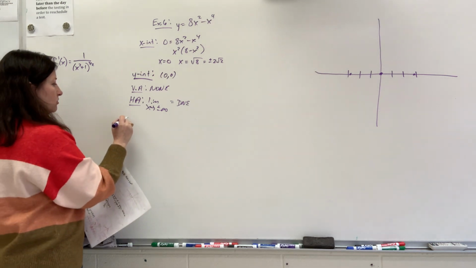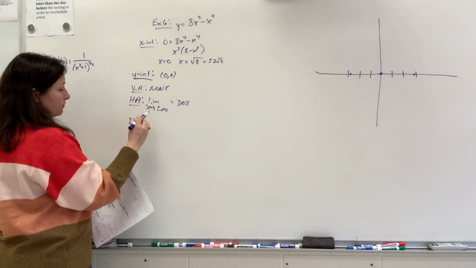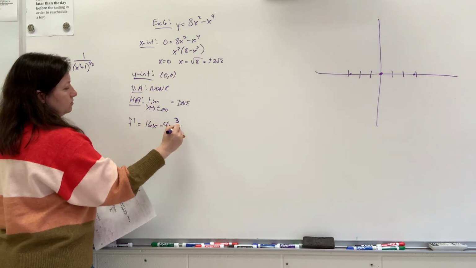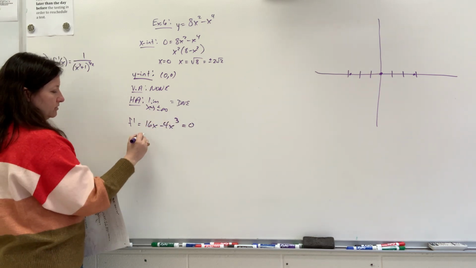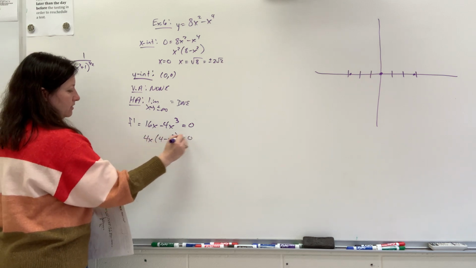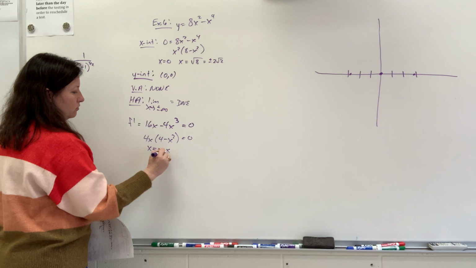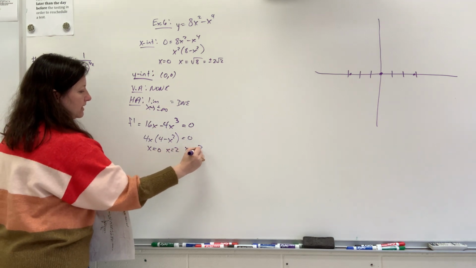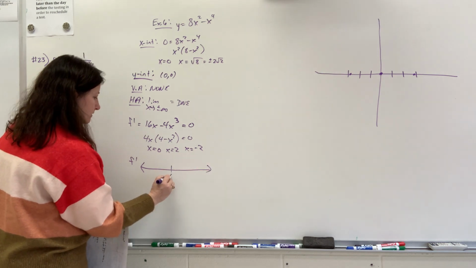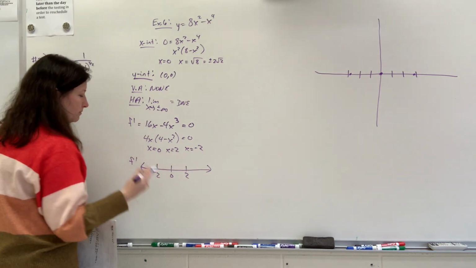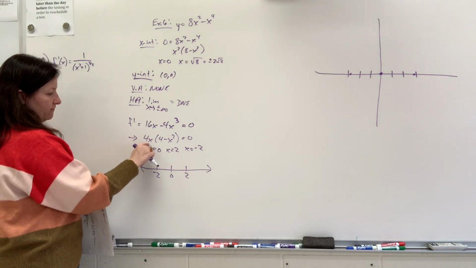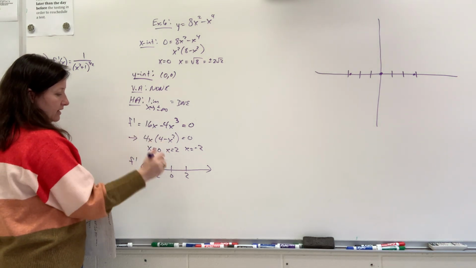So let's move on to the first derivative. The first derivative is 16x minus 4x cubed. Find my critical numbers, pull out a 4x. We get 4 minus x squared. So my critical numbers are 0, positive 2, and negative 2. So now you need to do your first derivative sign test. Pick an easy number, 1. Put 1 into your first derivative, you get 4 times 3 is a positive.